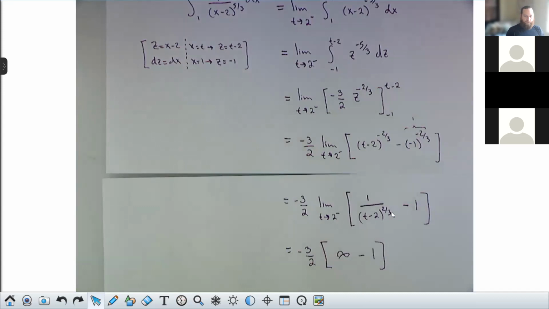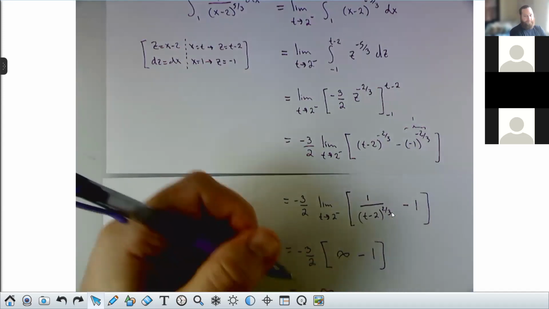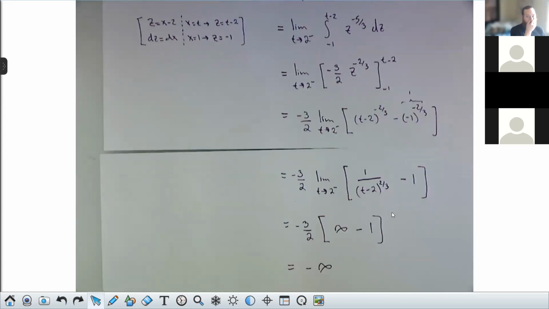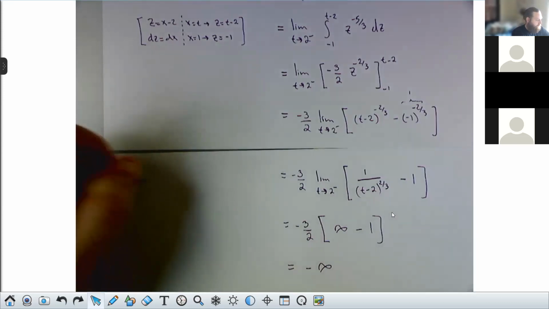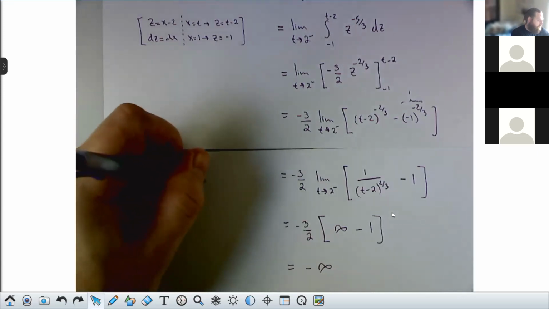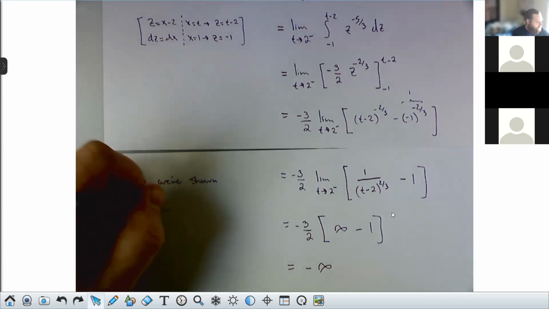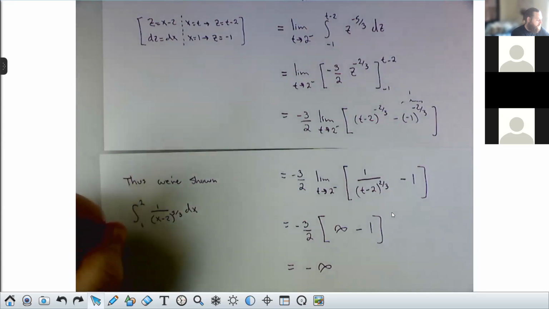So we end up with negative 3/2 times infinity minus 1. Infinity minus 1 is still infinity. So this is negative infinity. And that's it. That's this first part done. So what we've seen here is that the integral from 1 to 2 of 1 over (x minus 2) to the 5/3 dx diverges.